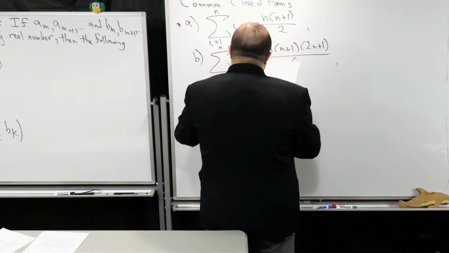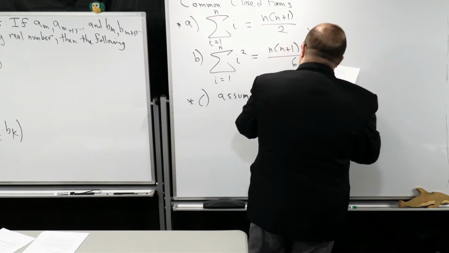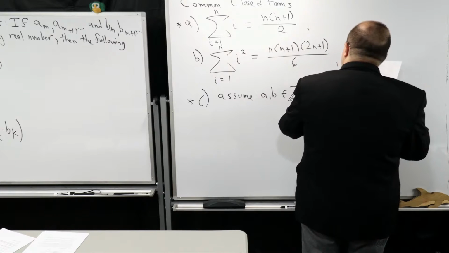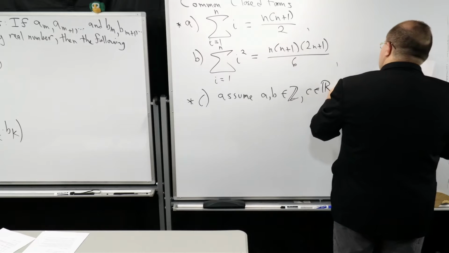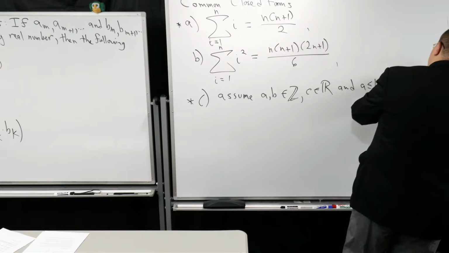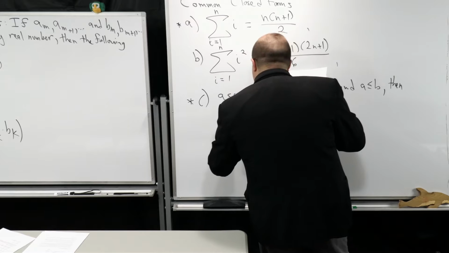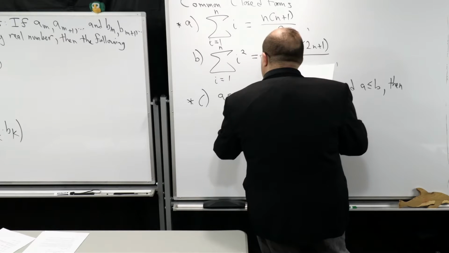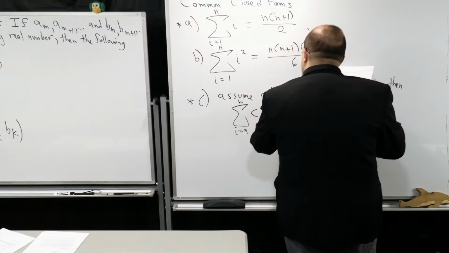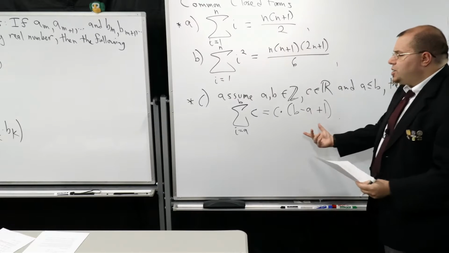It's based on basic counting rules. So I'm going to assume a and b are integers, and I'm going to assume that c is just some real number, and that a is less than or equal to b. Then the sum of i equals a to b of c is equal to c times b minus a plus 1. Now, I'll give you some justification for this.